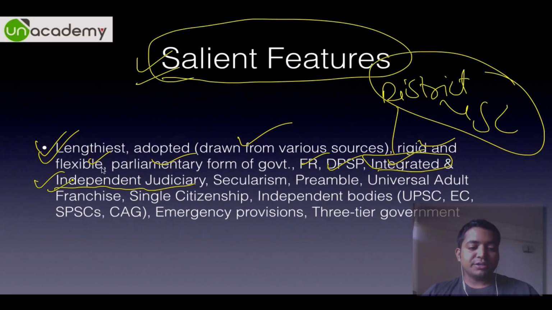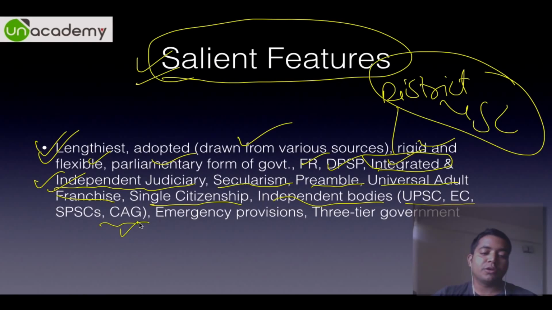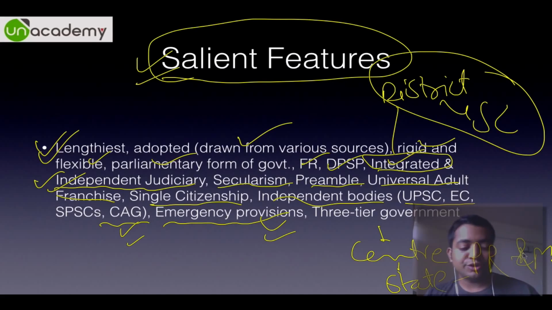Then we have independent judiciary, obviously, secularism, preamble, universal adult franchise, single citizenship, independent bodies like UPSC, SPSC, State Public Service Commission, Election Commission, Comptroller and Auditor General. Then we have emergency provisions, and finally we have three-tier government, that is the center or the union, then we have the state, and then finally we have Panchayati Raj and municipalities. So this was an introduction about the Constitution of India.